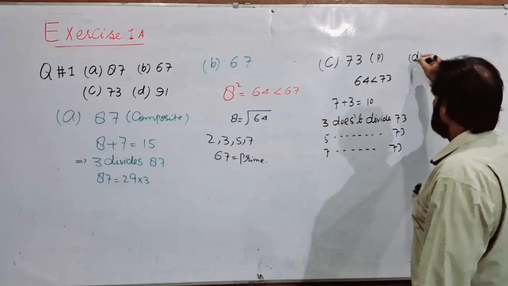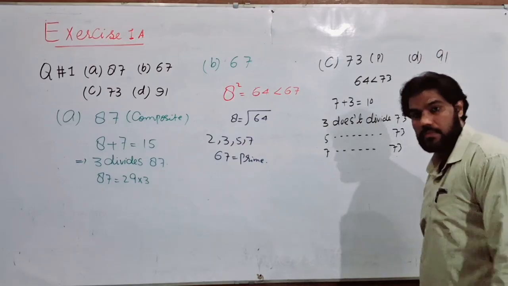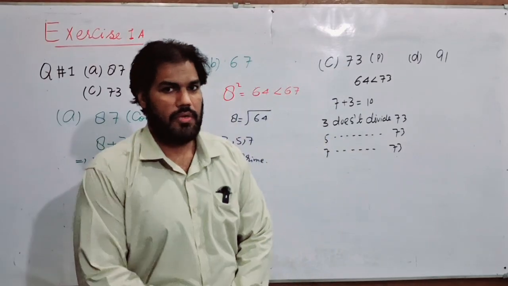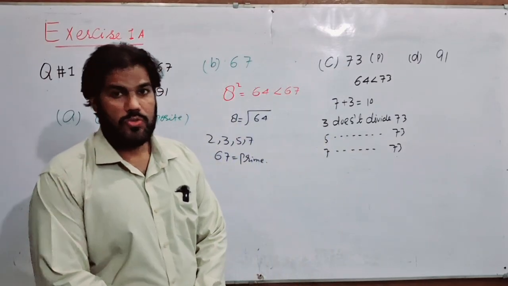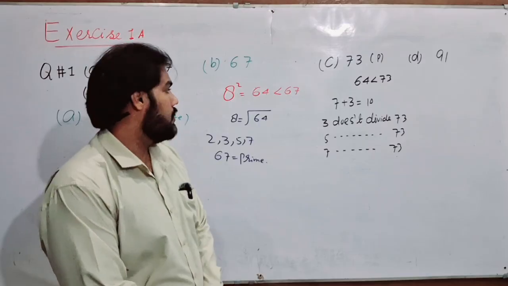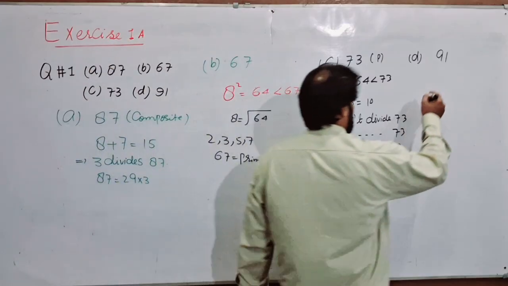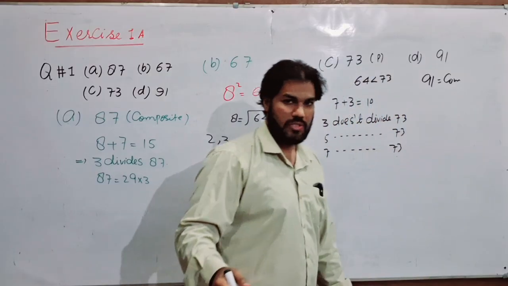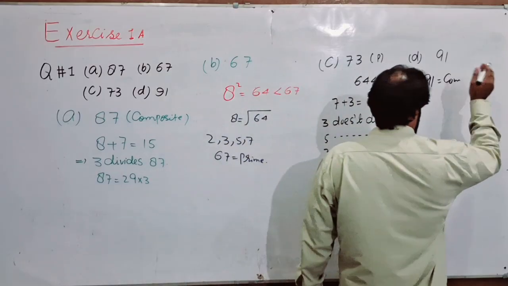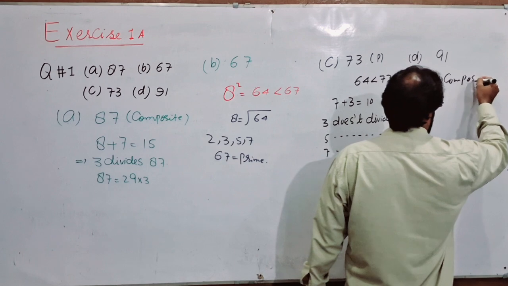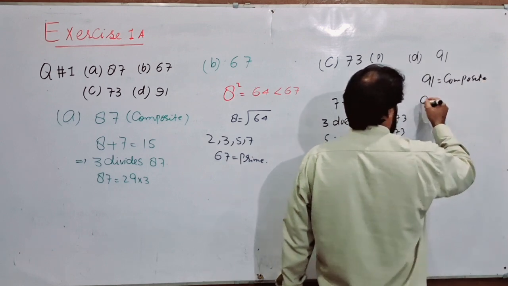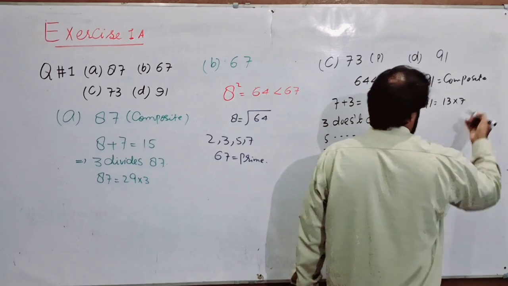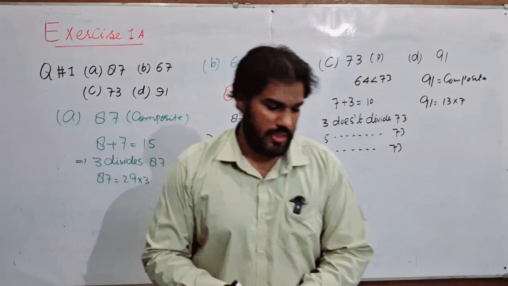My last number is D, which is equal to 91. 91 clearly comes in the table of 13. I am just writing here that 91 is a composite number because I have to do the remaining questions also, so it will take time otherwise. This is a composite number because you can observe that 91 is simply 13 into 7. So this shows that 91 is not a prime number.